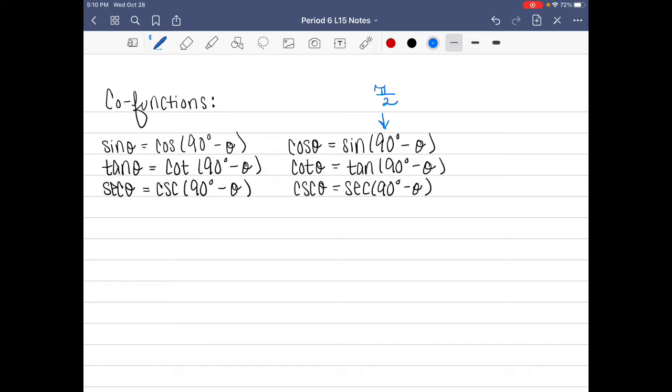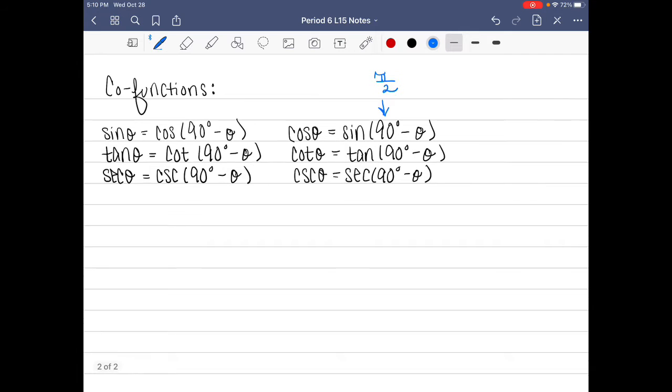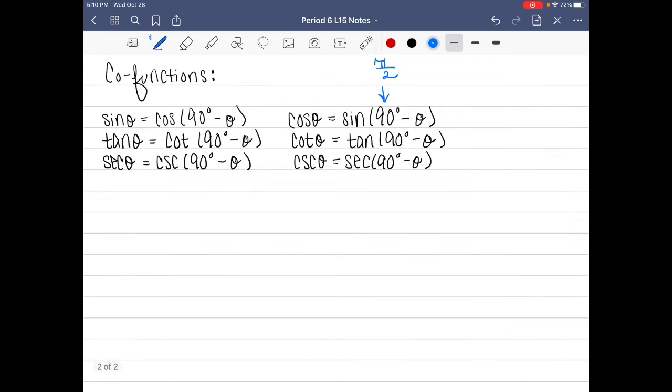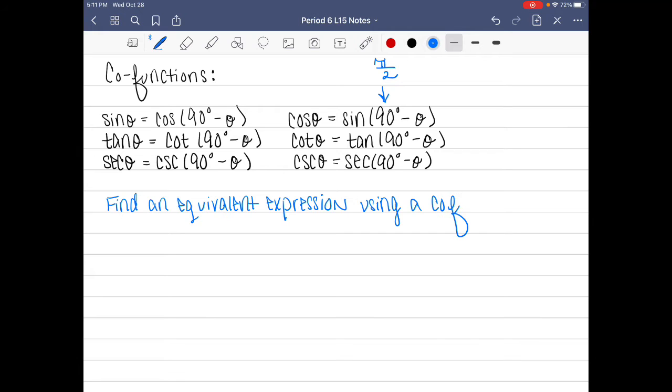We spent a little bit of time together finding complementary angles, and then I think we finished last class with finding an equivalent expression, and I think we only did one example. Find an equivalent expression. So I'm not asking us to solve, and I'm not asking us to evaluate. I'm just asking us to use a cofunction identity here. So find an equivalent expression using a cofunction identity or formula.